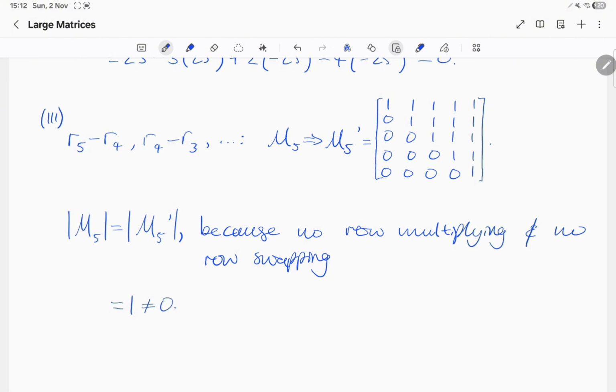filled with 0. From here, we can say that the determinant of M5 is equal to the determinant of M5', because we have not multiplied any rows by scalars and we have also not swapped any rows. Therefore, the determinant of M5 is equal to 1, which is not equal to 0. And therefore M5 is also non-singular.